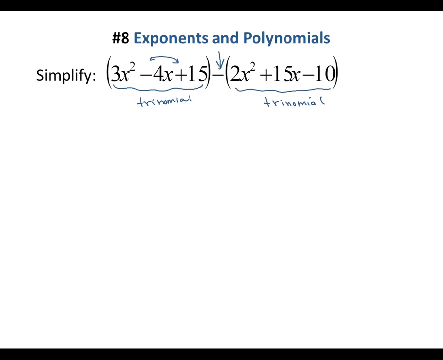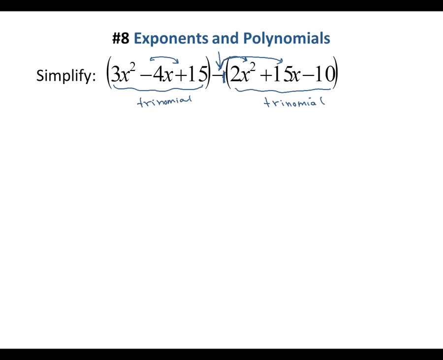Can I go on to polynomials? All right, here we go. This is exponents and polynomials. So you guys look at this. Tell me what kind of a polynomial this is. This is a trinomial. Excellent. Trinomial. And what about this one? Also a trinomial. Why? It has three terms.